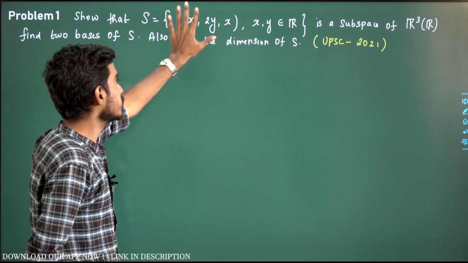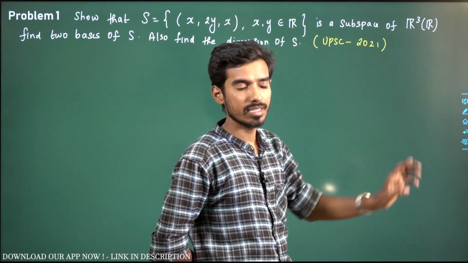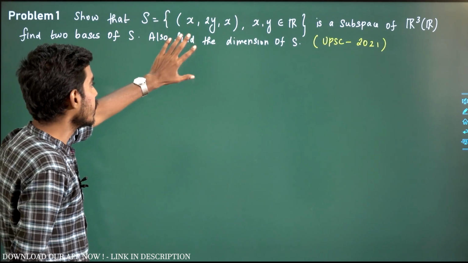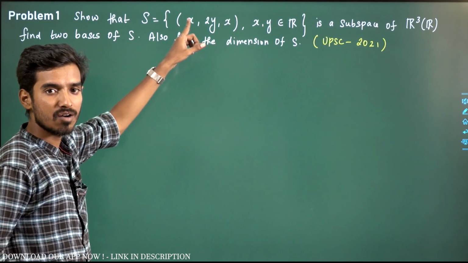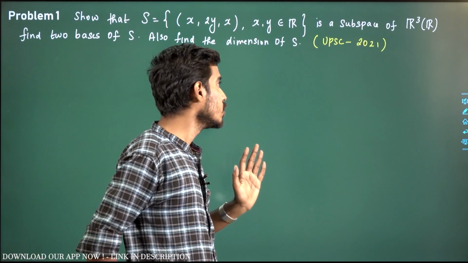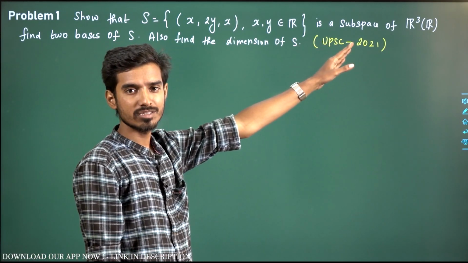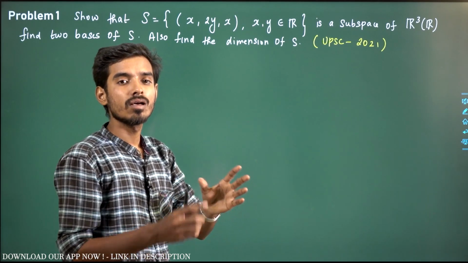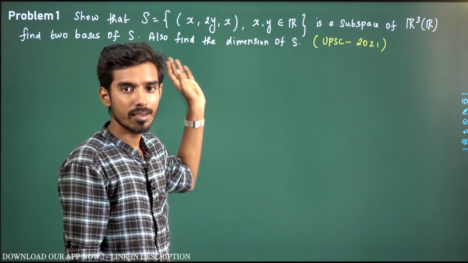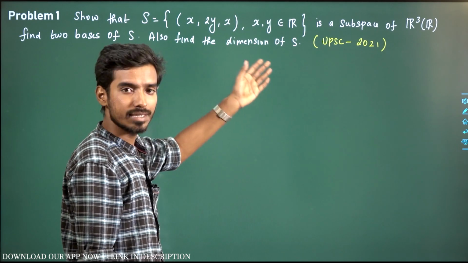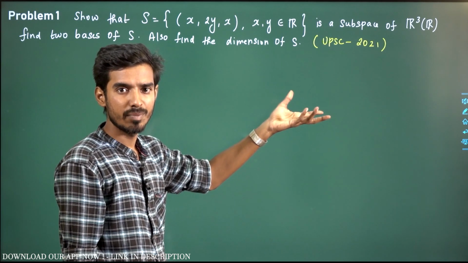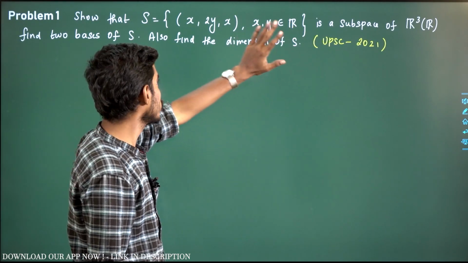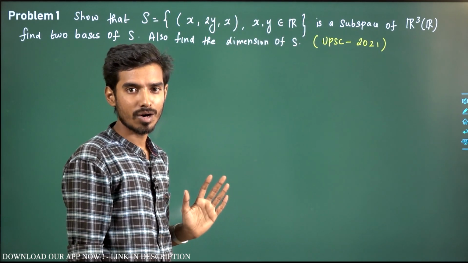So we need to show this set is a subspace of R3 over R, and also we need to find two bases for this set S, and also we need to find the dimension of this set S. Very easy problem. First of all, we will show that it is a subspace of R3 over R. What is a basis? A linearly independent set which spans the whole space is a basis. And what is the dimension? The number of elements in the basis is the dimension of the set S. So first we will show that this set is a subspace.